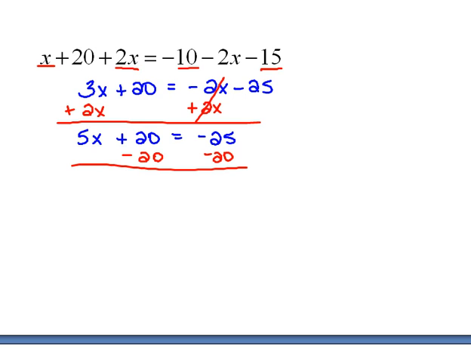So the opposite of a positive 20 would be a negative 20. When we do that to both sides, our plus 20 minus 20 cancels, and we have 5x equals negative 45. Now let's divide both sides by 5 to get that away from the x, and we'll have x equals negative 9.